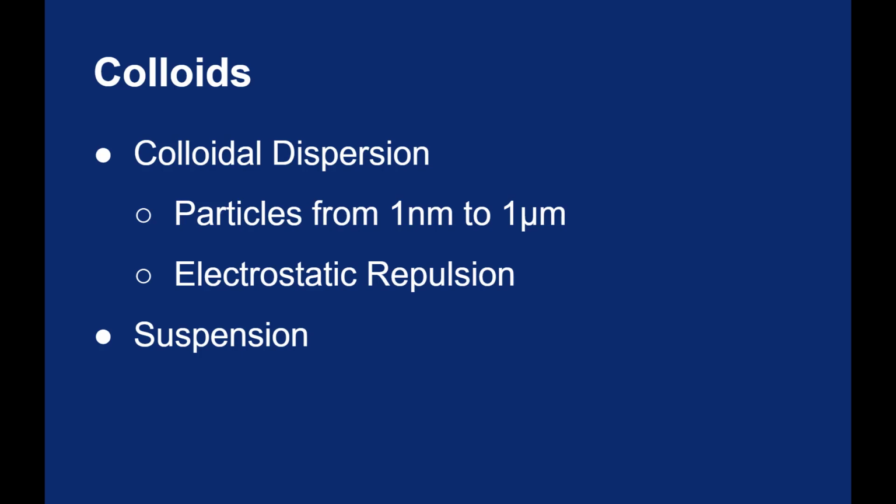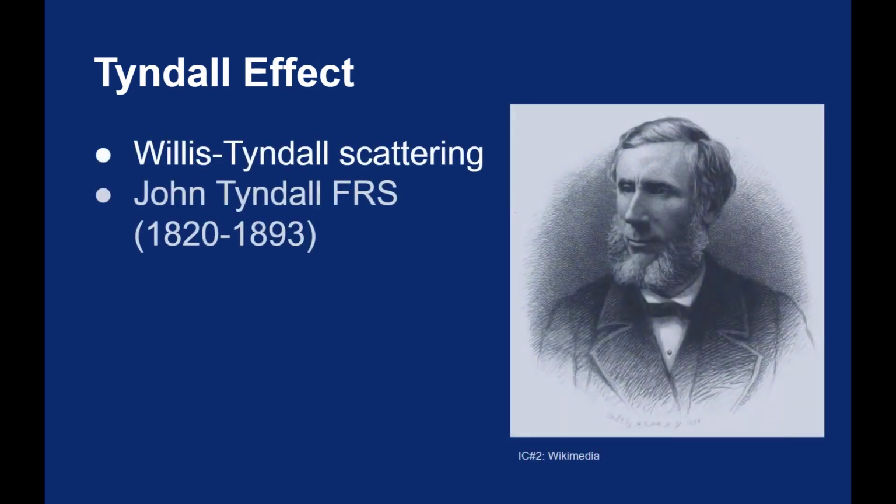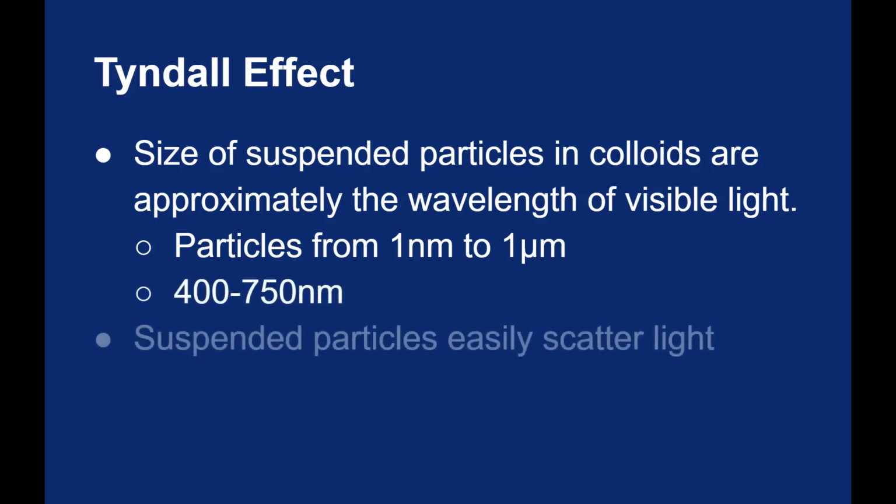Suspensions are also in that gray area, but in a suspension the particles are a little bit too big, and so given enough time they'll fall out of solution. The easiest way to identify a colloid is to use something called the Tyndall effect, or Willis-Tyndall scattering. Because the particles of a colloid are in that 1 to 1,000 nanometer range, those particles are about the size of the wavelength of visible light. This means that those suspended particles can interact and actually scatter visible light. And so when you shine a light source through a colloid, you will see light scattering.